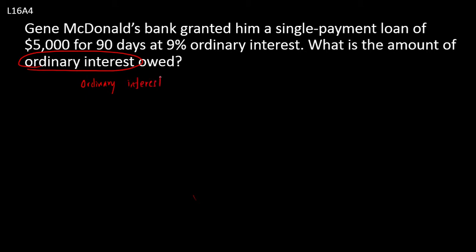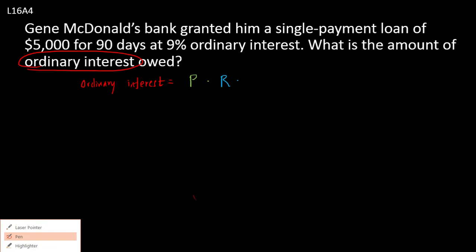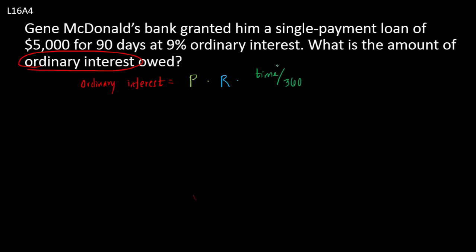This is slightly different than the simple interest equation that we've seen in the past, I equals PRT. In this case, our interest is still equal to principal, P, times rate, R, but our time variable is slightly different. Rather than just T for time, we have time divided by 360. Notice also that time will be in days. If you'll remember with simple interest, I equals PRT, time was always in years. In this case, with ordinary interest, time will be in days.